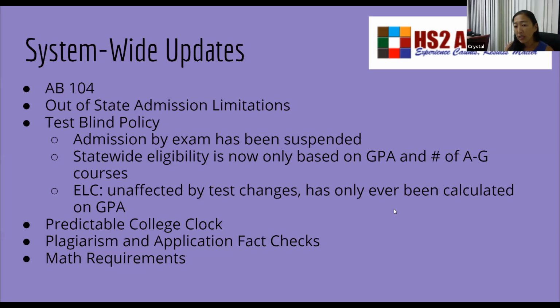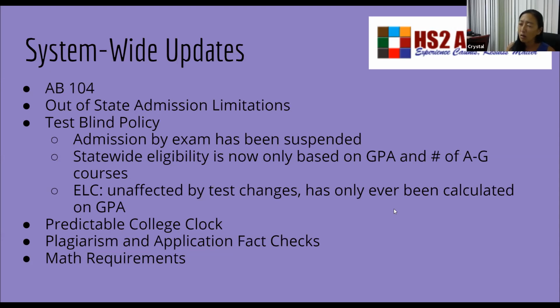The statewide eligibility says that the top 9% of students in the state are eligible to go to a UC. It doesn't guarantee a specific campus, but just any one of the UCs within the system. In the past, statewide eligibility was calculated including the standardized test score. So now it's only based on GPA and the number of A through G eligible courses that the student takes. Thus, the more A through G eligible courses that someone is taking, the more points they would have for their eligibility. Obviously, the higher the GPA, the more certain they are to get that guarantee.